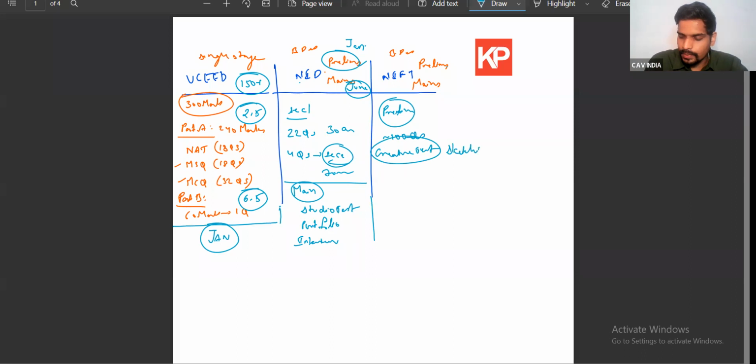So if you try to observe what is common in all the 3 examinations, there are 2 parts. Even in UCEED, you have a sketching part, 60 marks. Even in NID, you have a sketching part, for 70 marks. And even in NIFT, you have a creative ability test, which requires the skill set of sketching, and there are 100 questions of aptitude as well. So there's a combination of both MCQ-based and sketching.